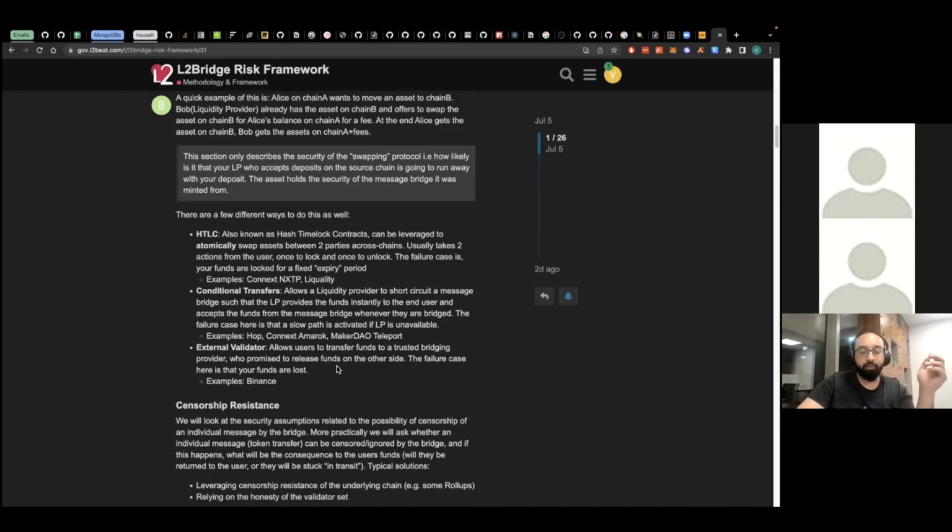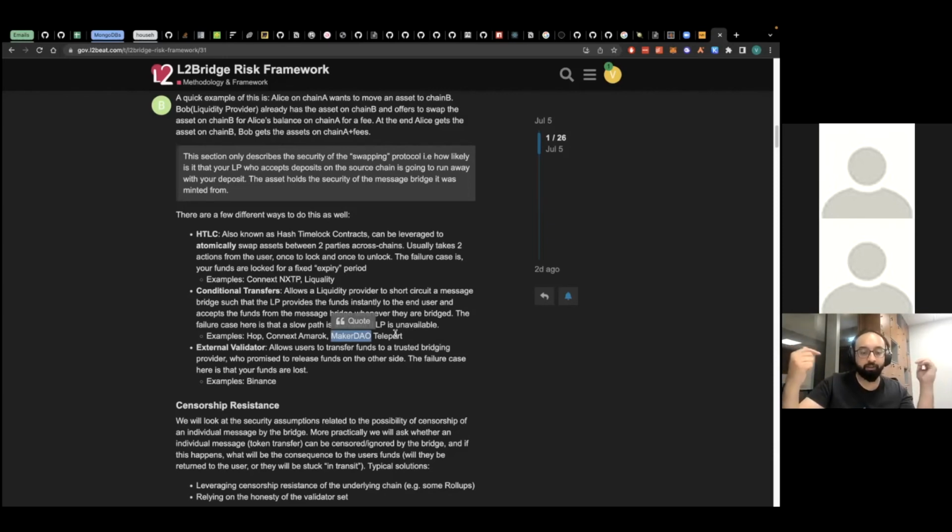A bunch of protocols use this kind of method to do cross-chain transfers. Examples of these are Hop, Connext, Amarok, and MakerDAO Teleport. All of them use a message bridge as the slow path, and a layer of market makers, routers, bonders, whatever you may want to call it, to make cross-chain asset transfers faster.